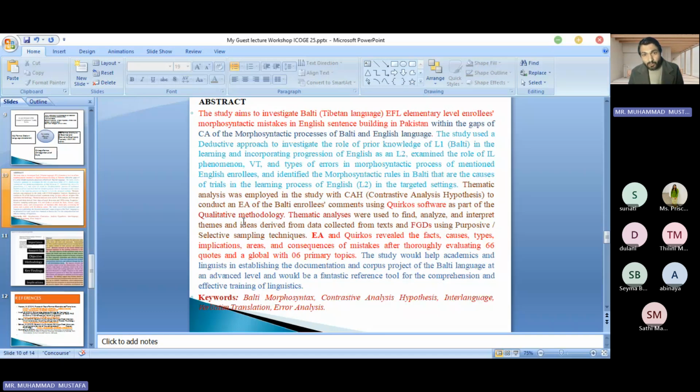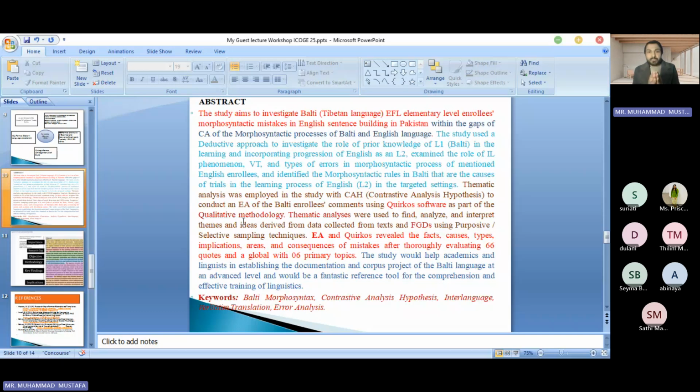So error analysis and Quirkos revealed the facts. It's showing the result. This highlighted portion is showing the results, what were the conclusion and findings. So the facts, causes, types, implications, areas, and consequences of the mistakes after thoroughly evaluating 66 codes and a global theme with six primary topics.